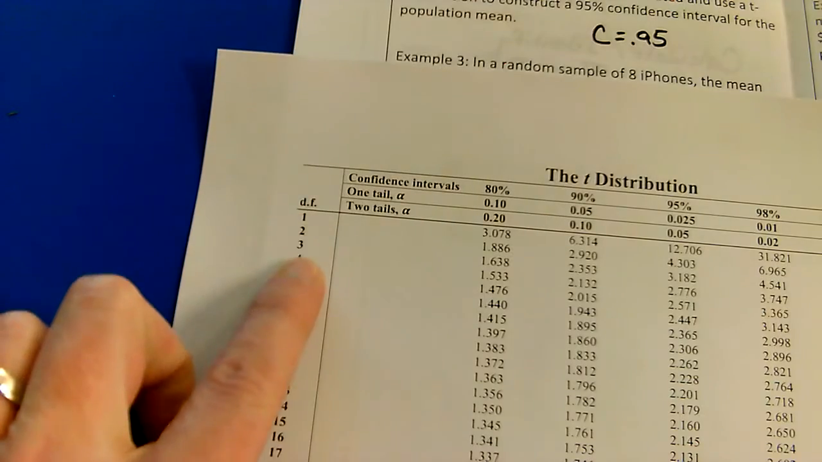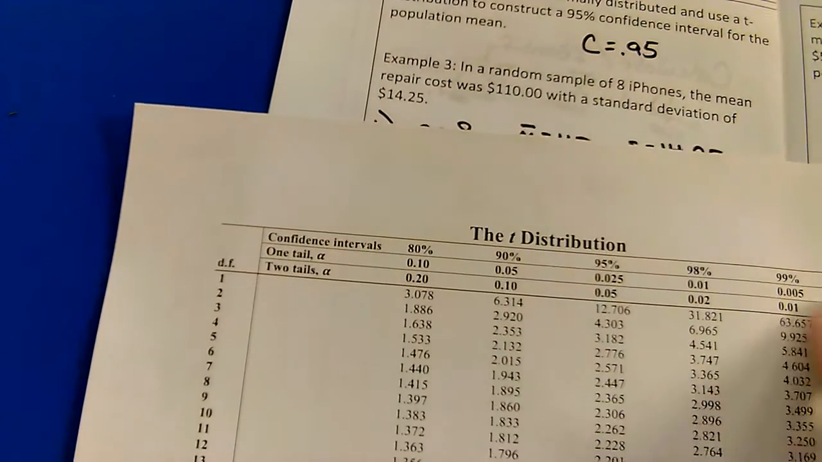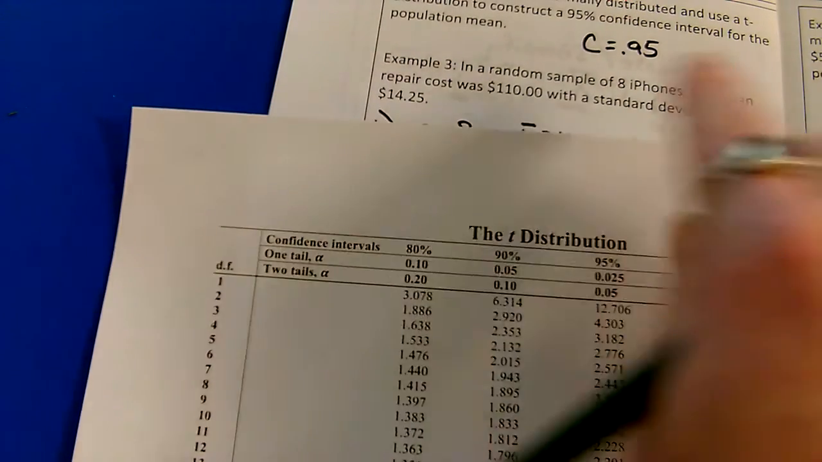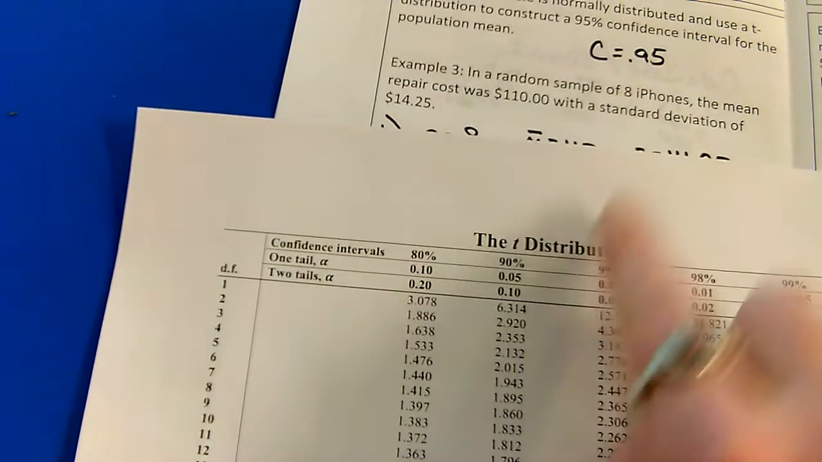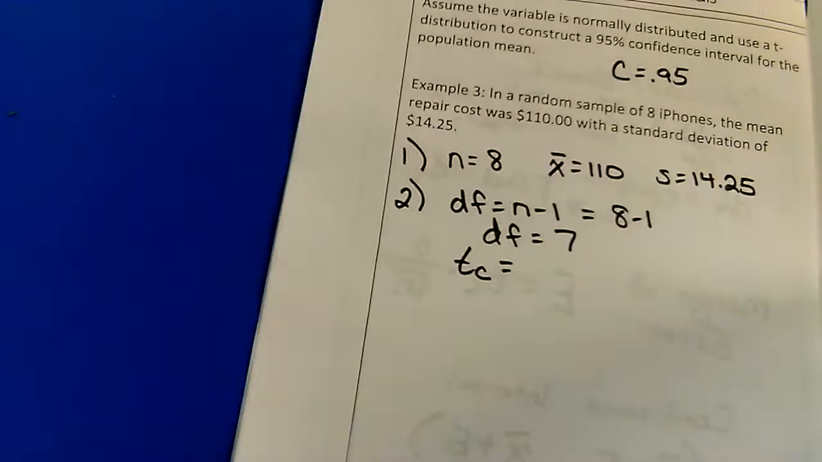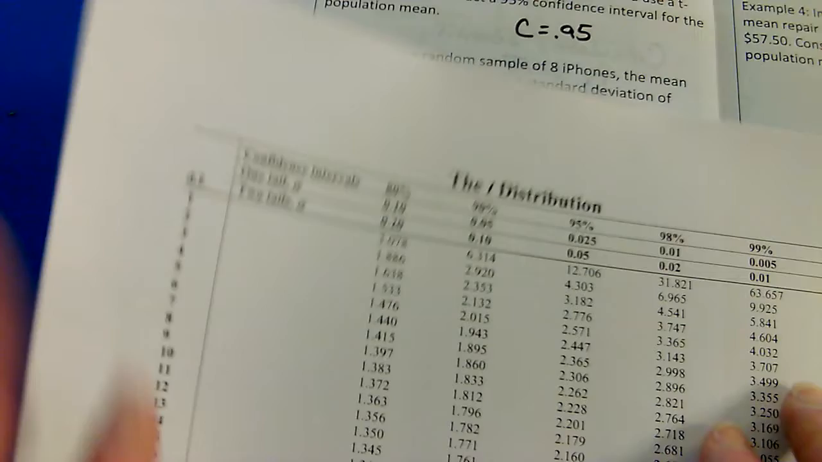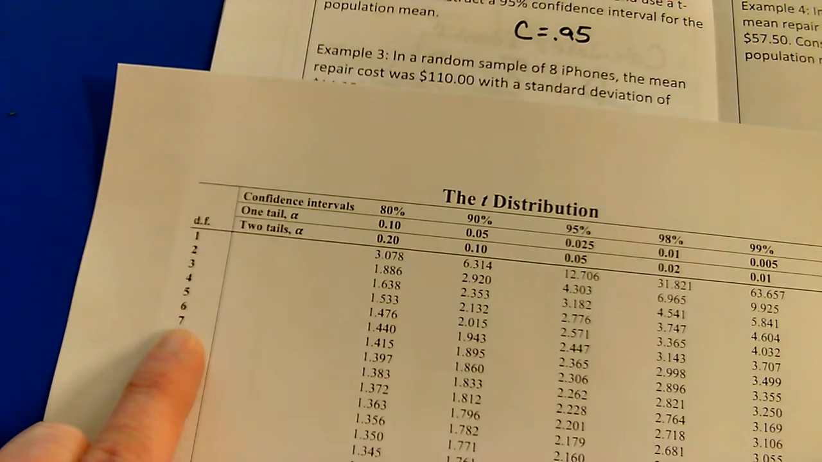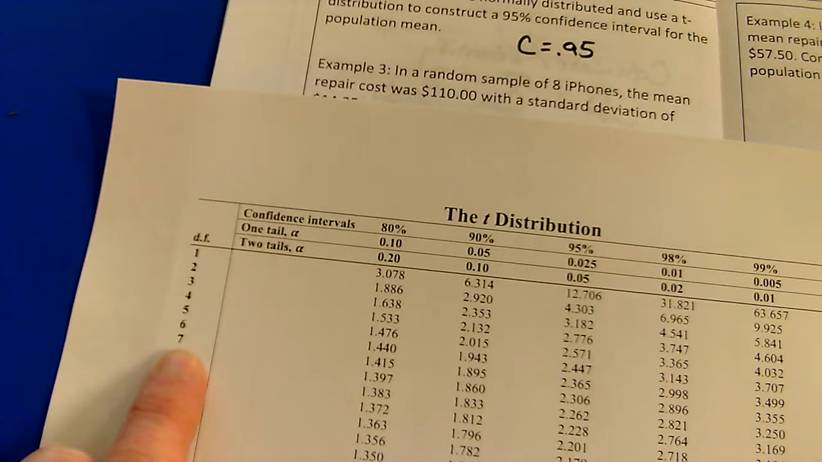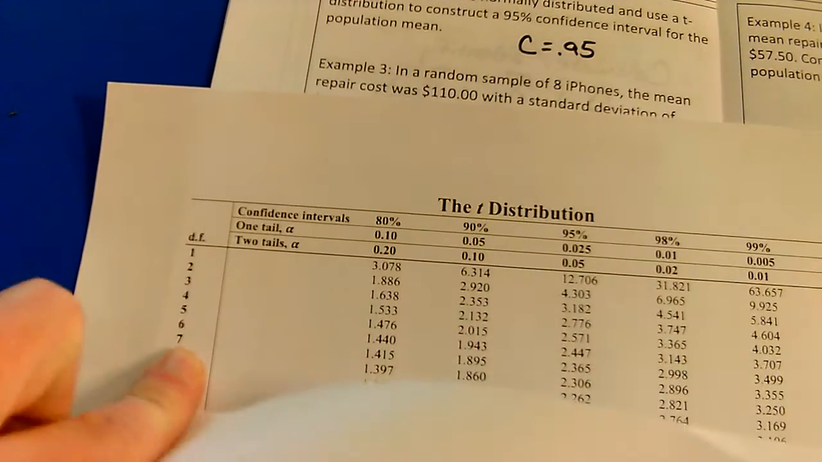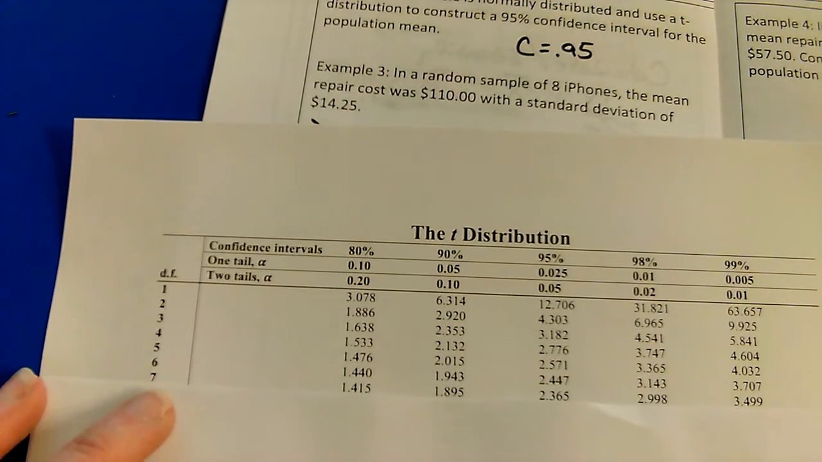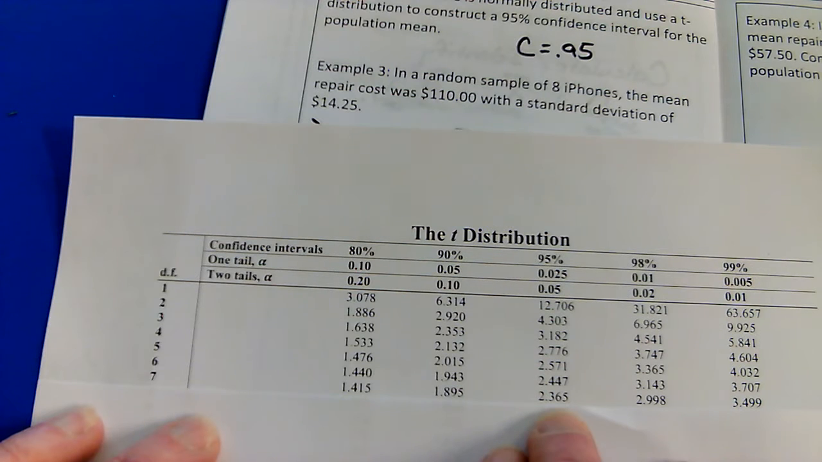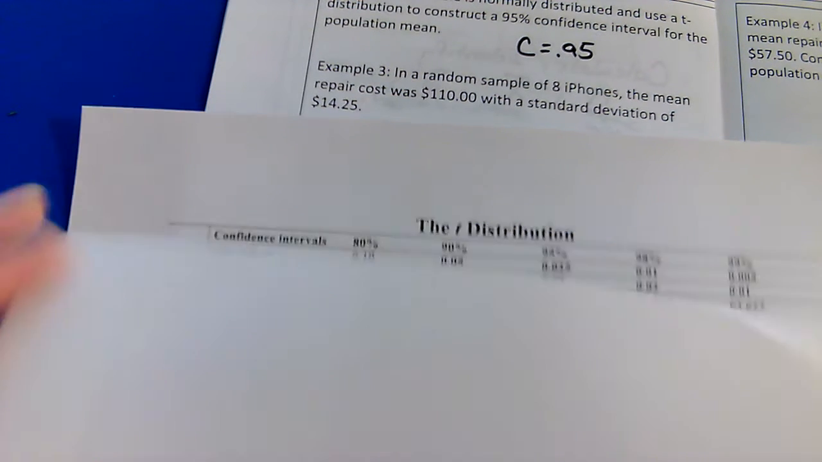Down this side it says DF, that's your degrees of freedom. The top it says confidence interval. So I'm looking for a confidence of 95% and a degree of freedom of 7. Sometimes it helps to have either a ruler or you can fold up your page. Degree of freedom is 7, confidence of 95%. That puts me at 2.365.